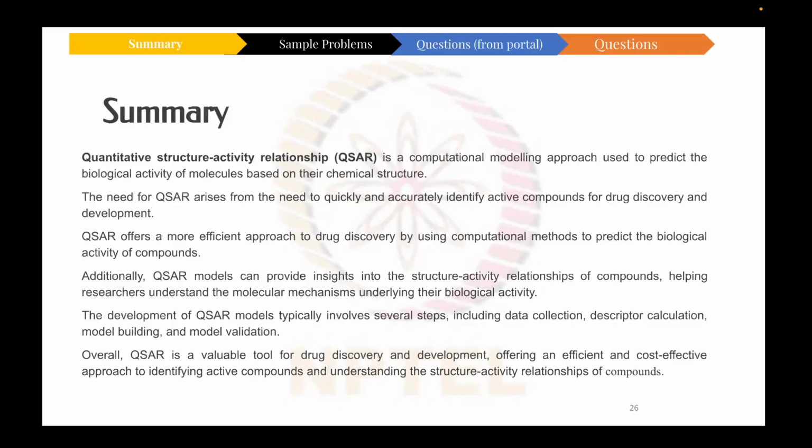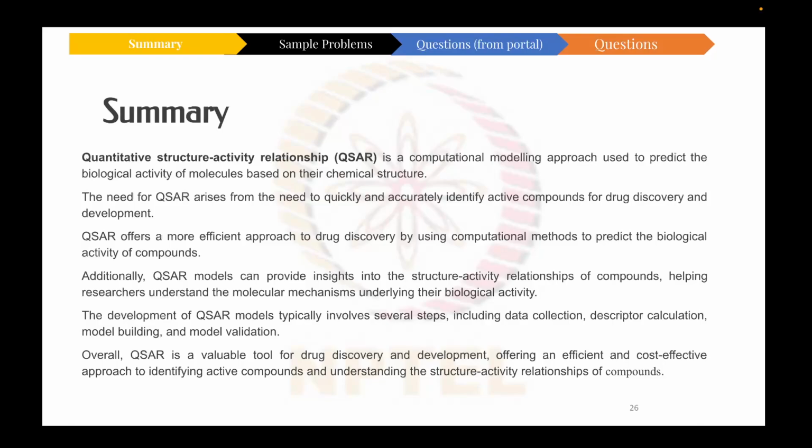The need for QSAR arises from the need to quickly and accurately identify active compounds for drug discovery and development. Traditional methods of drug discovery involve synthesizing and testing a large number of compounds to identify those that have the desired biological activity. This process is time consuming, expensive, and requires a significant amount of resources. QSAR offers a more efficient approach to drug discovery by using computational methods to predict the biological activity of compounds.